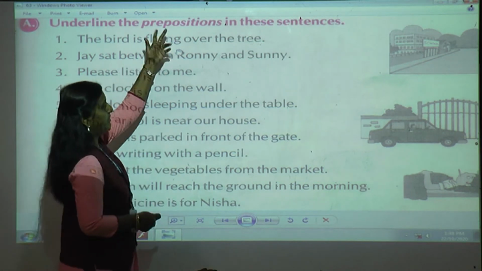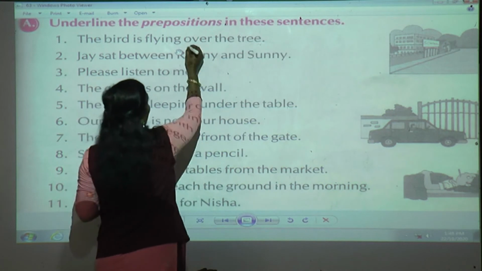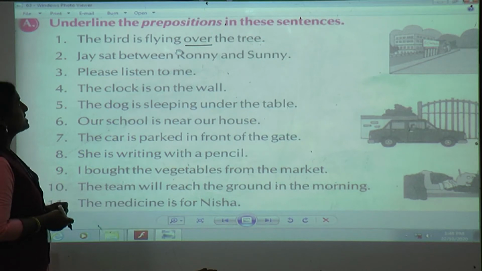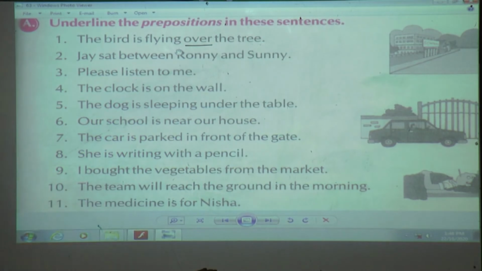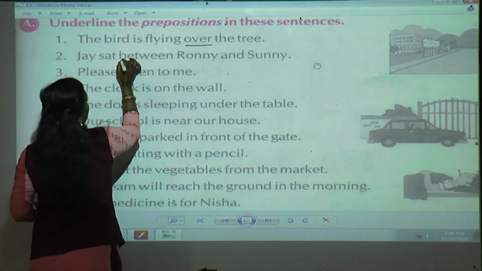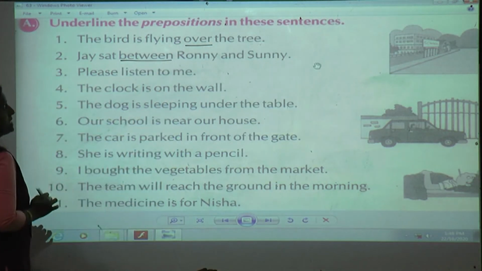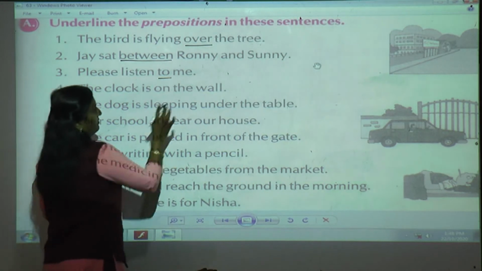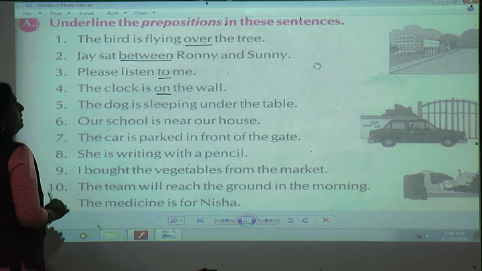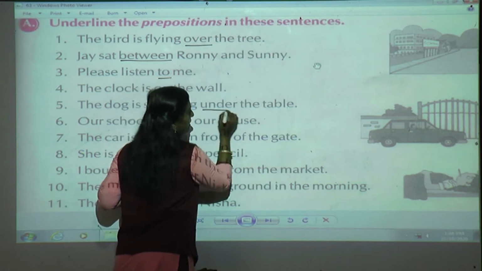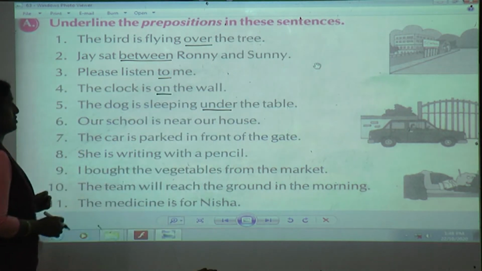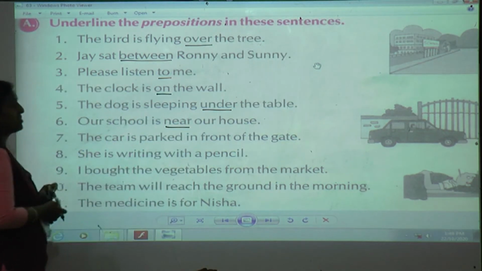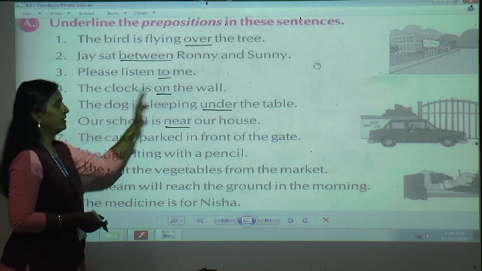Now the bird is flying. Where is it flying? Over the tree. So I will underline over. Why? Over is a preposition. Jay sat between Ronnie and Sunny. So between is a preposition. Please listen to me. The clock is, where is it? On the wall. The dog is sleeping. Where is it sleeping? Under the table. So under is a preposition. Our school is, where is it? Near our house. So near is a preposition which relates the school with the house.